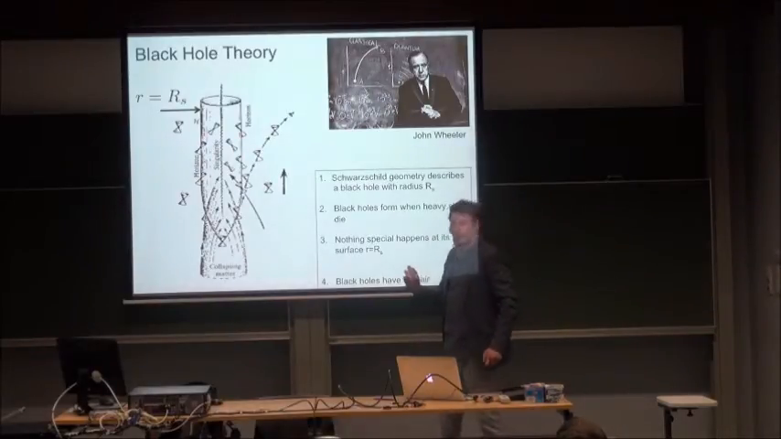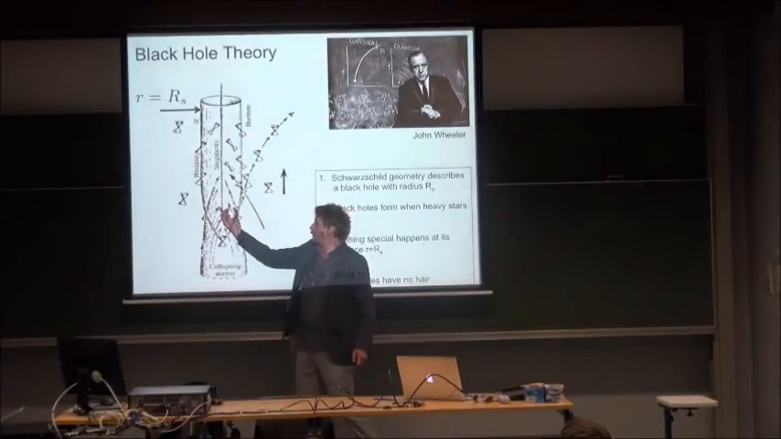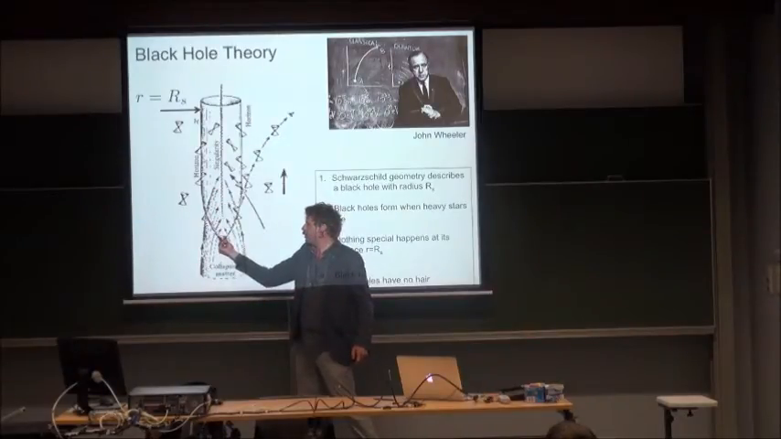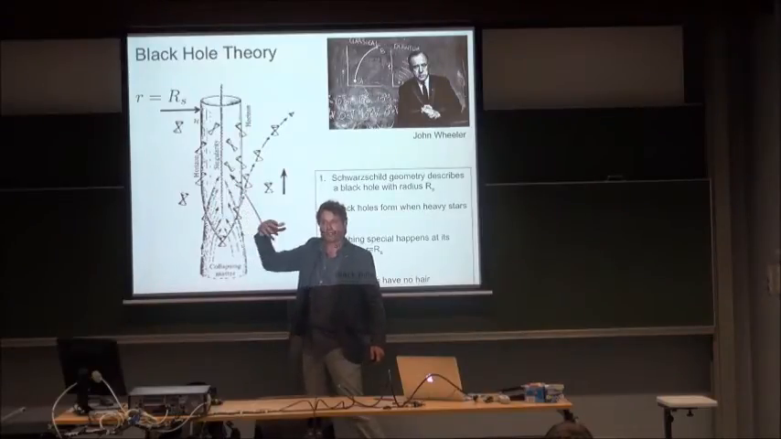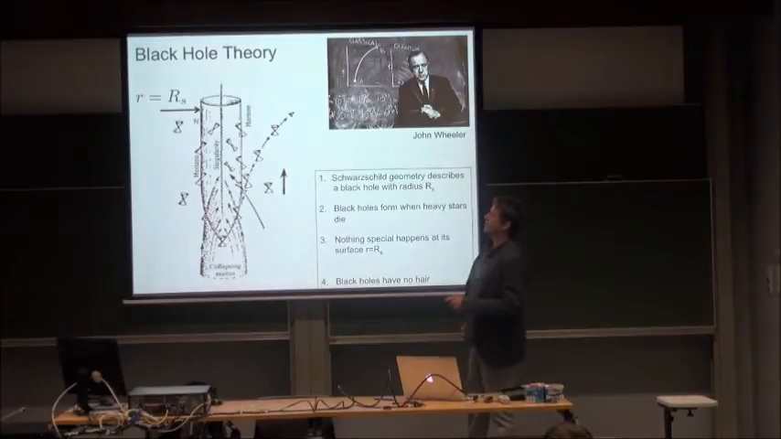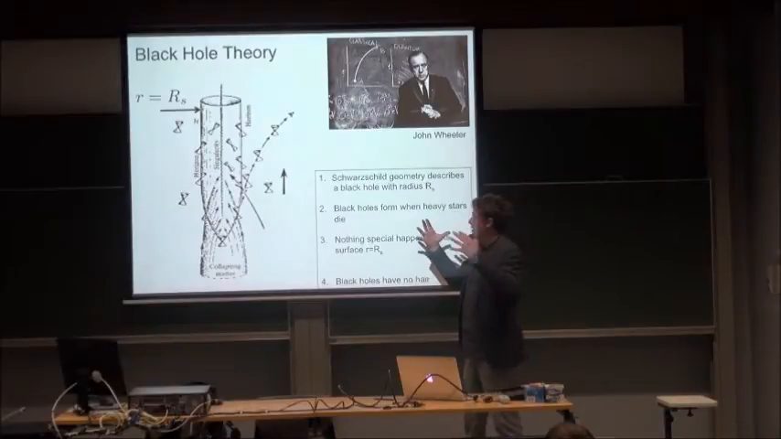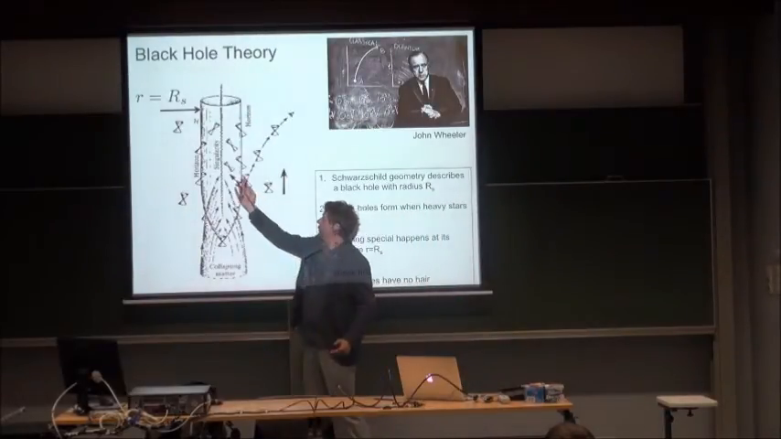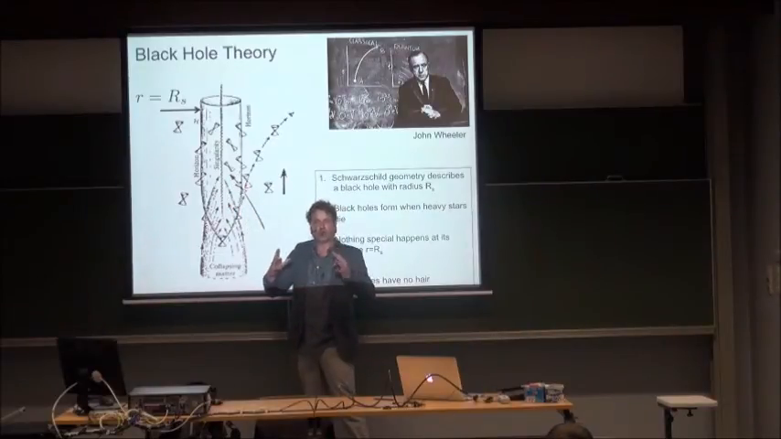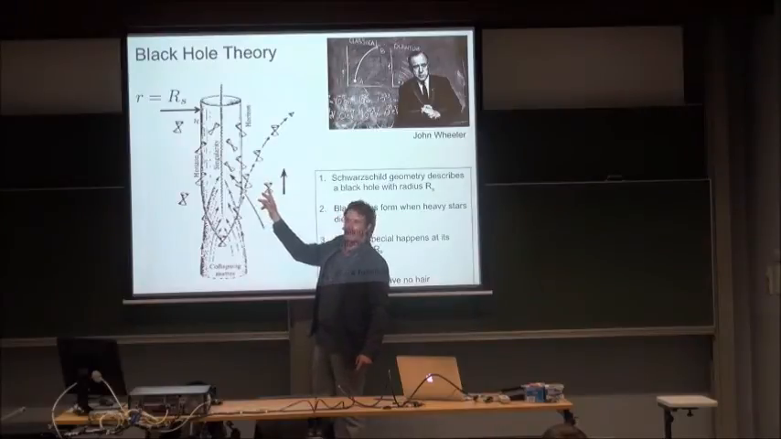But the most important thing is that when collapse proceeds beyond a certain point, there is this other surface which emerges, and that is the famous Schwarzschild surface, the R equal to Rs surface, which featured in the Schwarzschild geometry, and which defines a region of space which is out of causal contact with the rest of the universe. That's indicated by these light cones here.